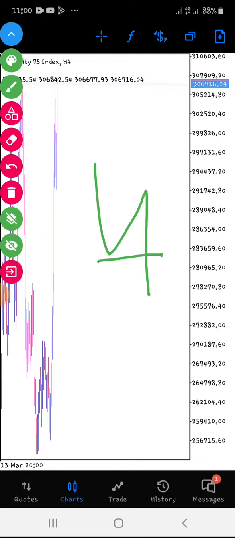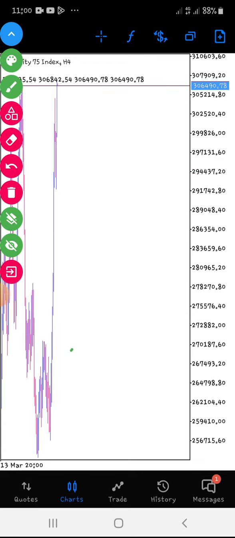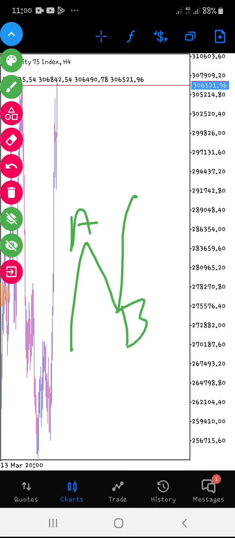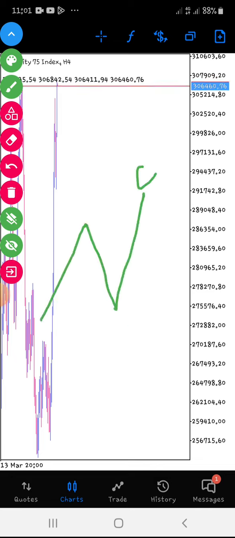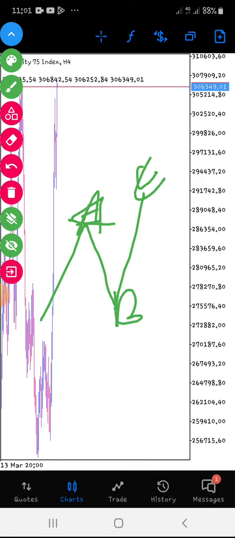When the market breaks, you wait to get your confirmations, and then you take the market up. The market should be making higher highs, higher low, higher highs. This is what we call A, B, and C. We wait for the market to form the high, high low, and high high. The C is supposed to break the A. This is A, this is B, this is C. The C is supposed to break the A.